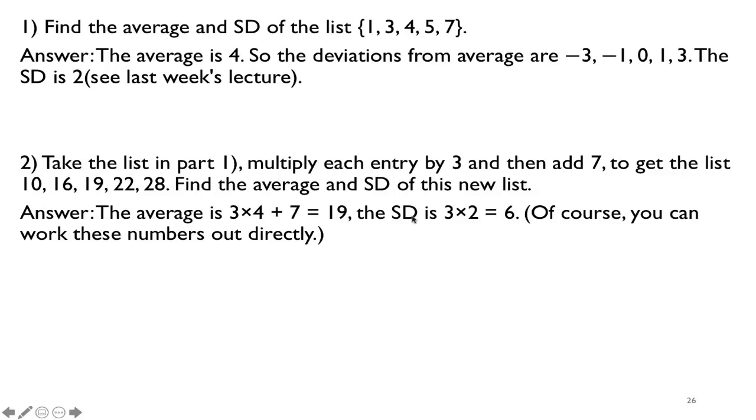The SD, however, is only affected by multiplication, as we saw earlier. Adding 7 shifts everything, but doesn't affect the SD. So the SD is only affected by the multiply-by-3 operation. The old SD was 2, the new SD is now 6. As a way to check, you can also recompute both of those using this new list, and you will see that these are the answers. But this is a shortcut so that you don't have to recompute the SD.